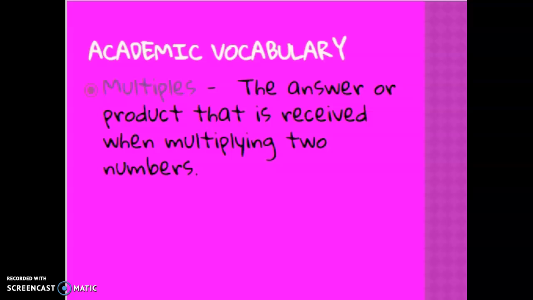Now, if you've got your journal at home that I had asked you to get for school, you can write these definitions in there so you can go back and refer to them just in case you need them to help you understand what they're actually asking in a problem.